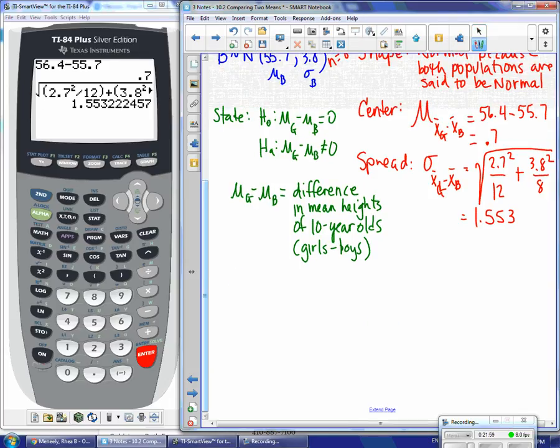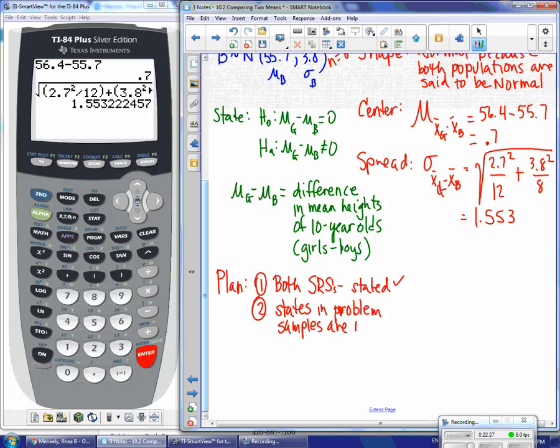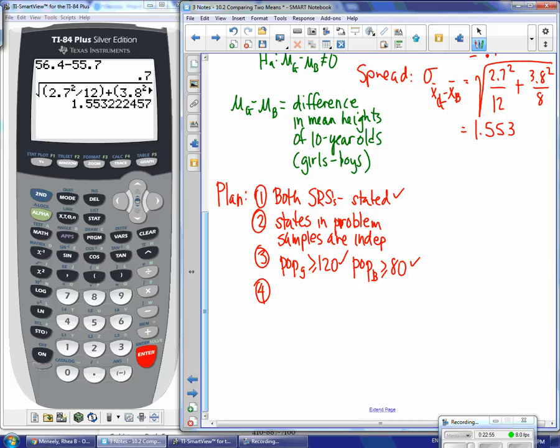Let's talk about the plan. It says in the problem, both samples are simple random samples, so I can put SRS's. It also states that they are independent. I can assume the population of girls is greater than, how many girls did I take? 12? I know the population of girls is more than 120, and I know the population of boys is more than 80. And then lastly is my normal condition. Since both populations are normal, I know the sampling distributions are normal as well.